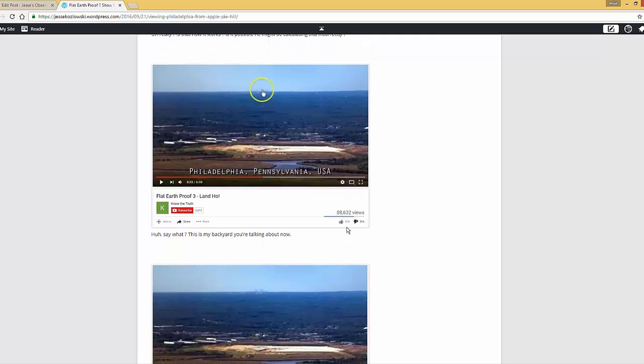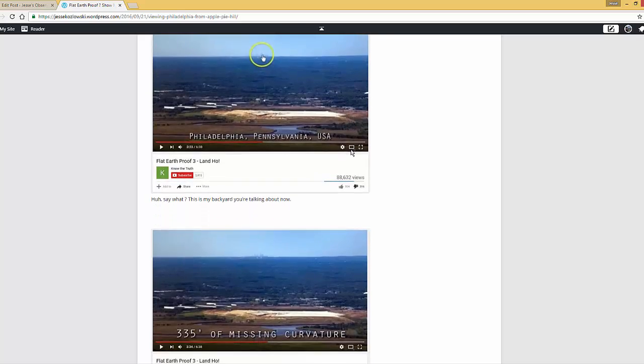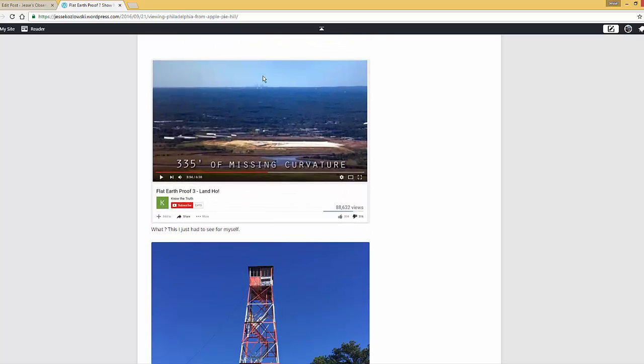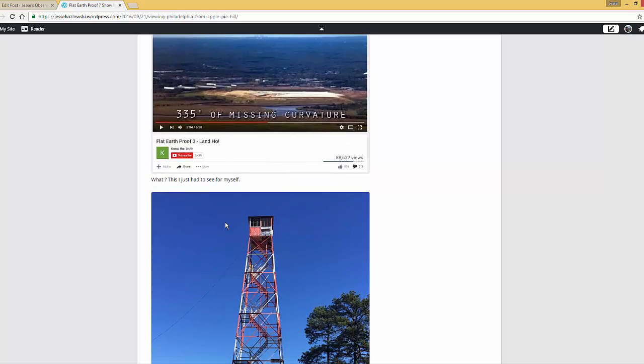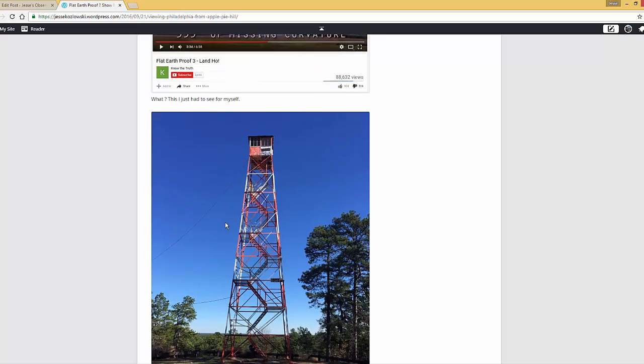Now, what's this, Philadelphia? Say what? This is my backyard, all right? This is what really got my attention about a year or so ago. And here he claims that Philadelphia is supposed to be hidden by 335 feet of missing curvature. So I just had to go see this for myself. It's very close to where I live.